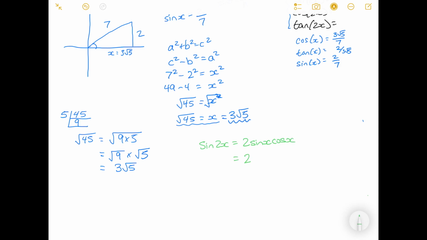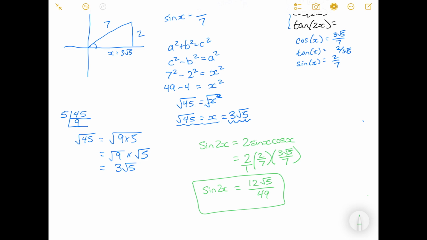Well, sine x is 2 over 7, and cos x is 3 root 5 over 7. And the 2 is 2 over 1. So we just multiply this out. 2 times 2 is 4, times 3 is 12 root 5, over 1 times 7 times 7, which is 49. All right, so sine 2x is 12 root 5 over 49, just like that.